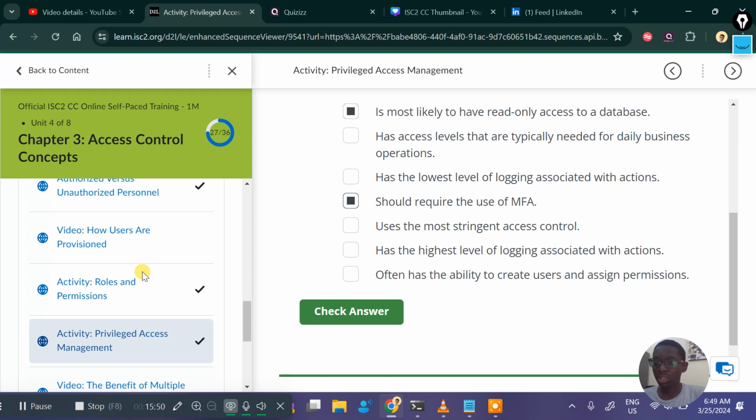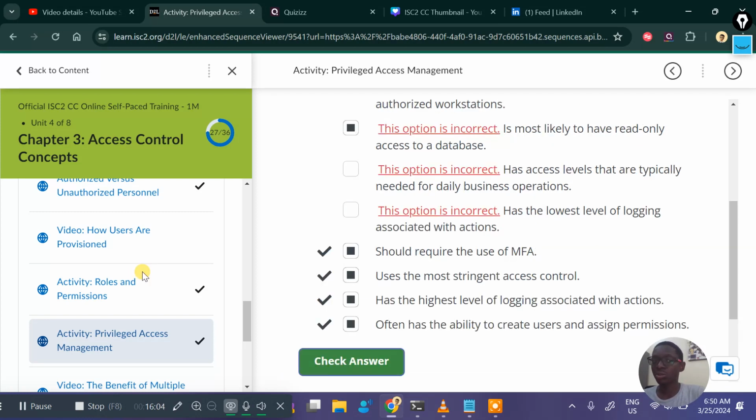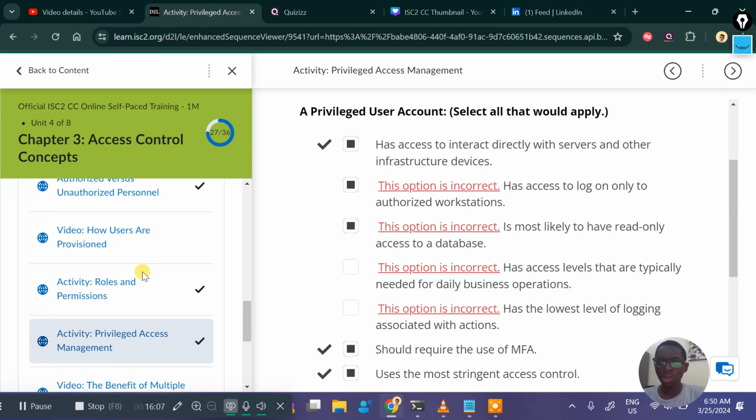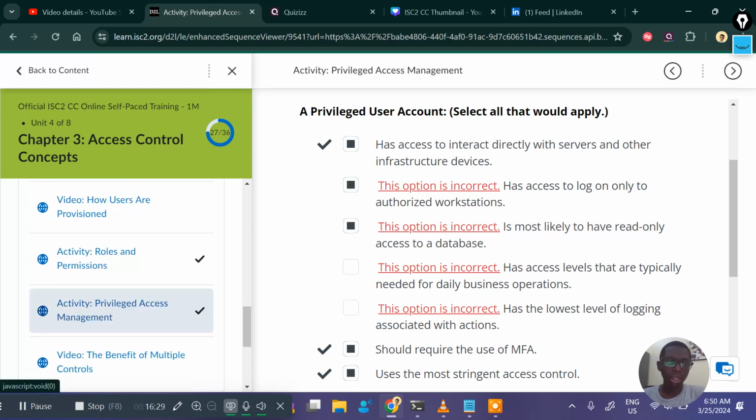Use the most stringent access control. Of course, they must use a very tight access control. As the highest level of login, of course, yes, we mentioned that. Often has the ability to create users and assign permissions. Yes, only privileged accounts are usually able to do that. So we kind of got, no, we missed that. Has access to log on only to authorized workstations. Oh, no. That was an oversight on my side. I know some of you already detected it early on, but I didn't even pick this. I don't know when I clicked it, but anyway, we move from there.